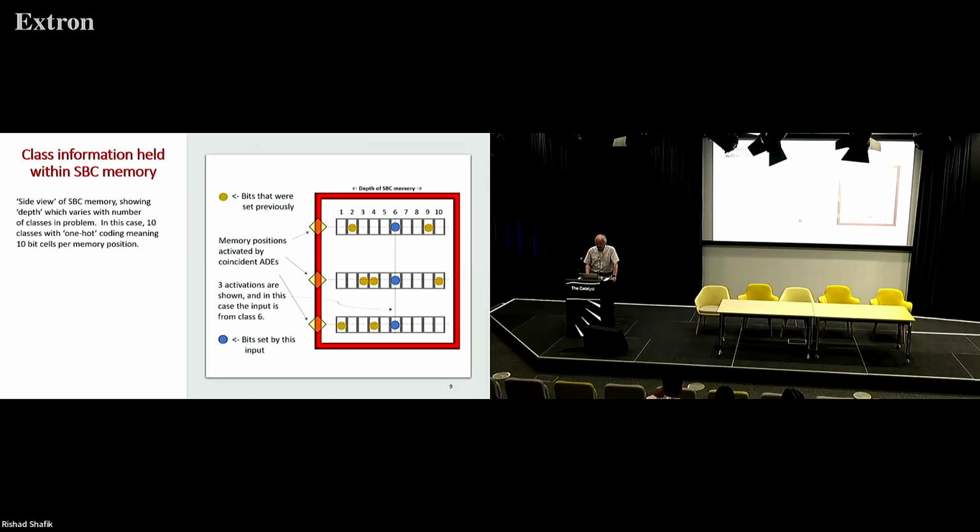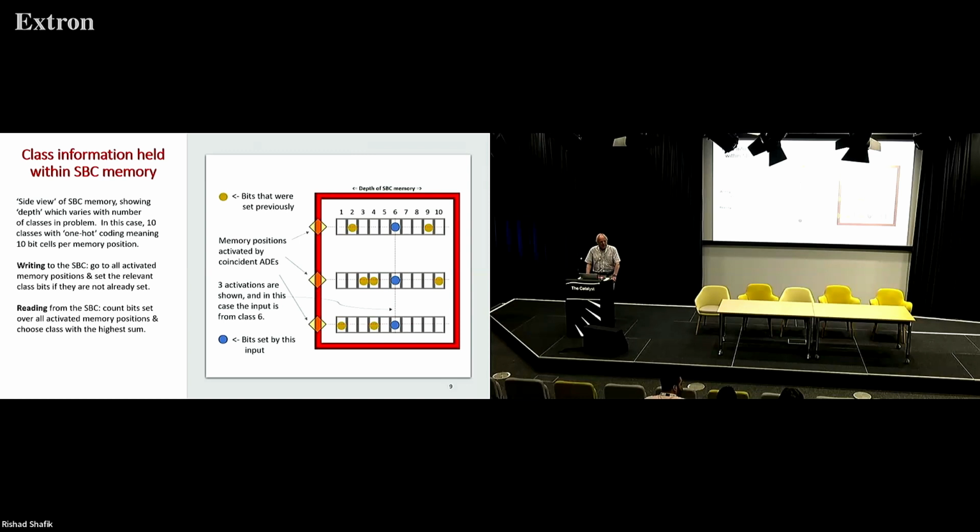And the input here is from class 6, so we set those number 6 bits. And in the training or the writing phase, that's all we do. Those bits are set, and they may already have been set by other operations. They may not. It doesn't matter. We simply set them irrespective of their previous value.